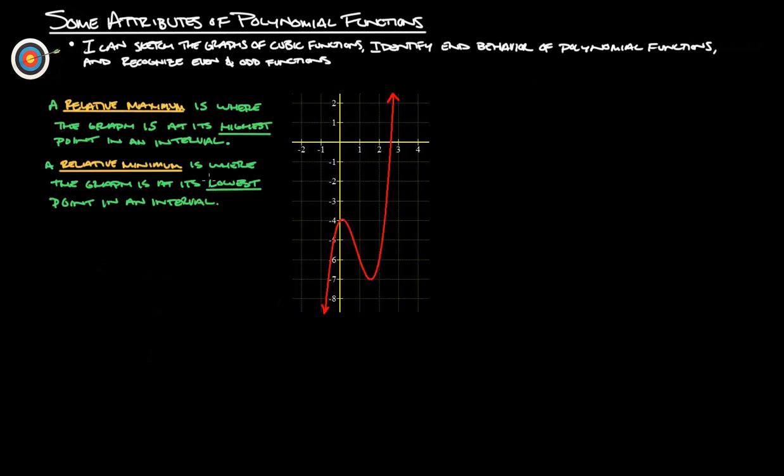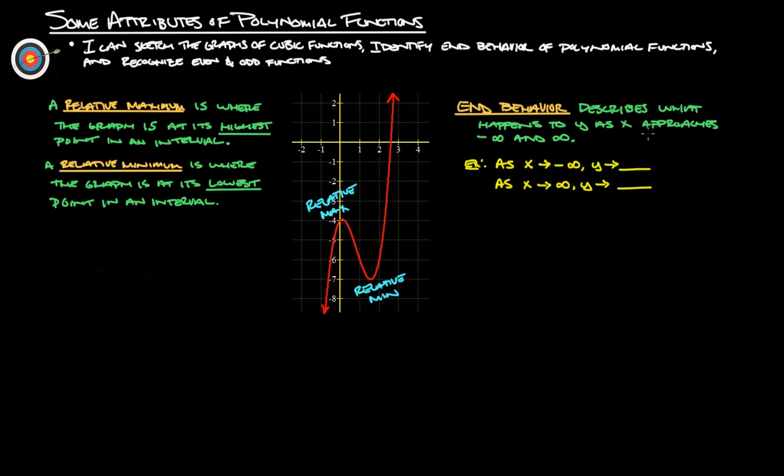A relative maximum is where the graph is at its highest point in an interval, and a relative minimum is where the graph is at its lowest point in an interval. For example, on this one here, this would be considered a relative max because it's the highest point in this area, even though it's not the highest point total in the graph because it gets higher and higher and higher over here. And over here, this would be a relative minimum because this goes down to a minimum point and then heads back up. It's the lowest point in this general area, but again, it's not the lowest point necessarily on the graph altogether.